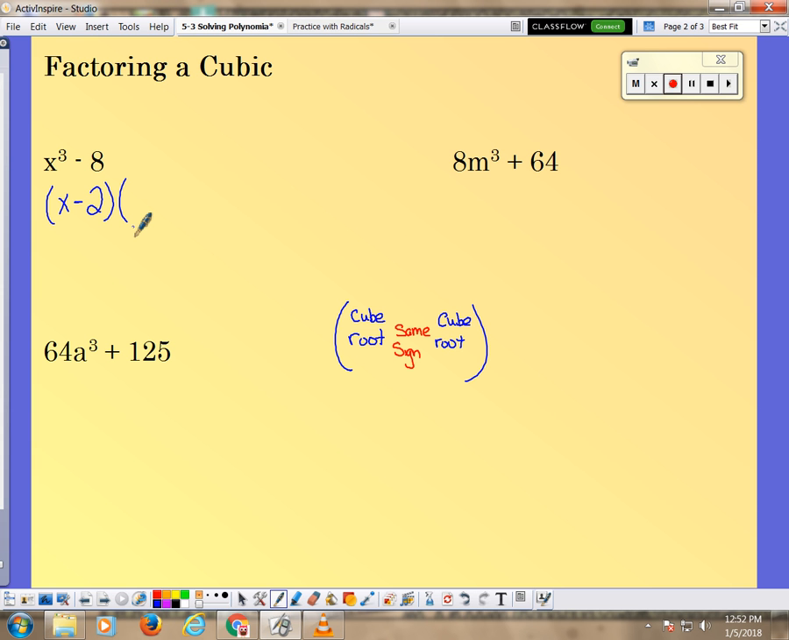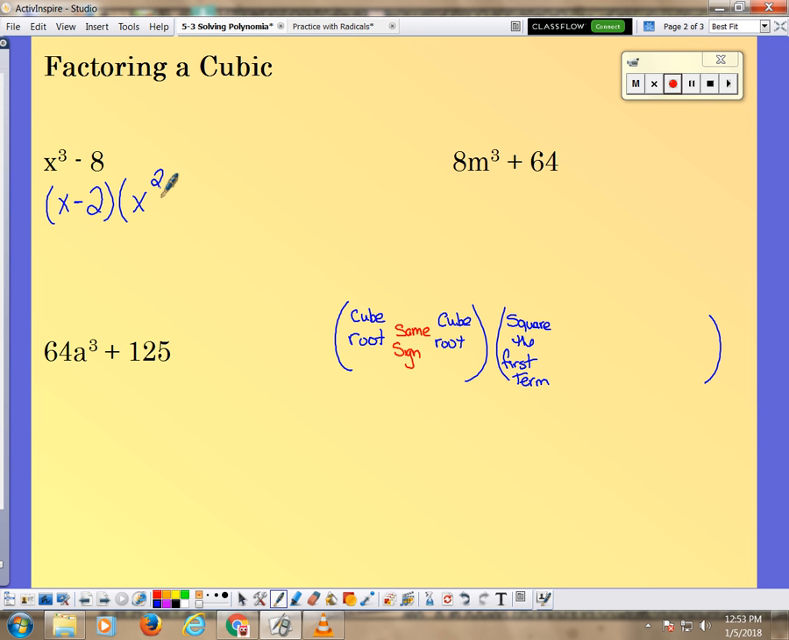Now, to get the second parenthesis, to get the rest of it, I'm going to ignore what's up there in black, and I'm going to just look at that first parenthesis that I just created. I'm going to look at that first term, and I'm going to square it. So you're going to square the first term, meaning I'm going to take this x right here and square it, so that becomes x squared.